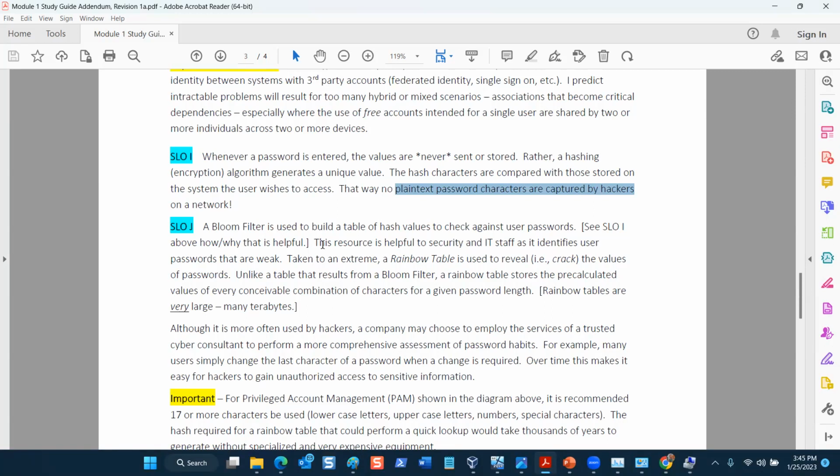Speaking of passwords, there's a new tool for system security professionals. It's called a Bloom filter. A Bloom filter has a table of hash values, and the table of hash values are bad password values. Didn't we pull up a screen that showed bad passwords in a previous session? Yeah. Okay. So what are we saying?